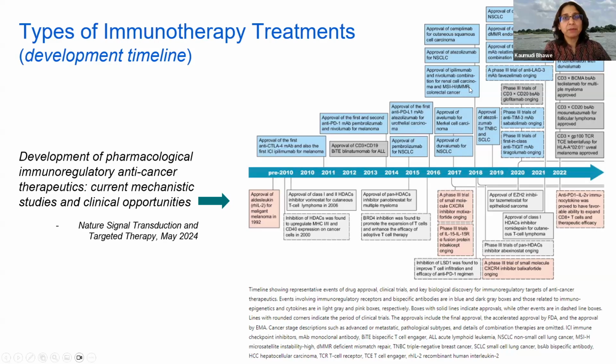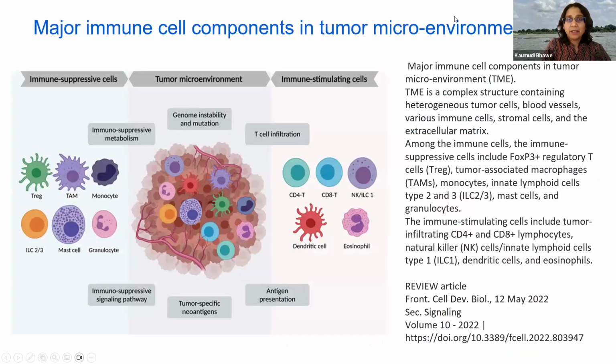So these are the types of immunotherapy treatments that have been developed over the years. And then we are now looking at major immune cell components in the tumor microenvironment. So you have T regulatory cells, okay? You have these mast cells, you have monocytes, granulocytes. All of these are being heavily studied. If you look at this particular environment, the tumor microenvironment can be filled with either cells that are suppressing the immune system or cells that are stimulating the immune system, right?